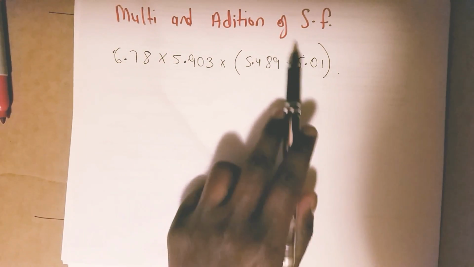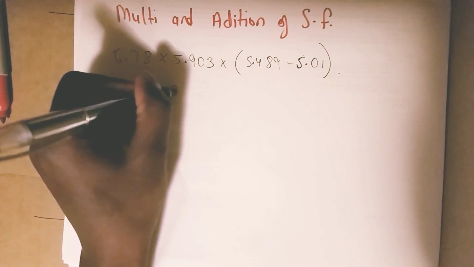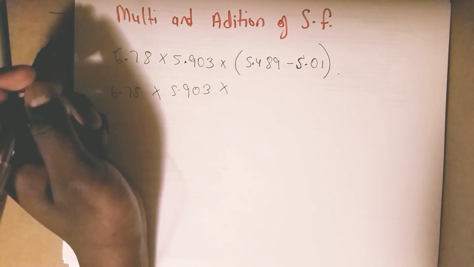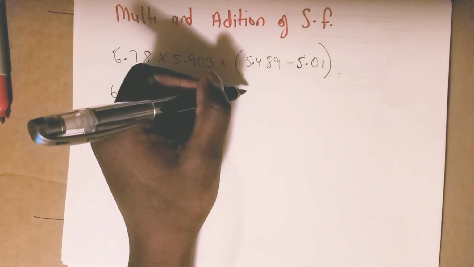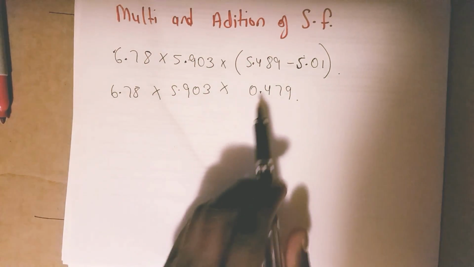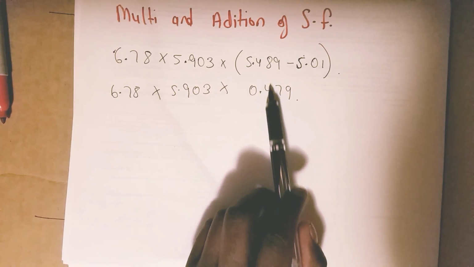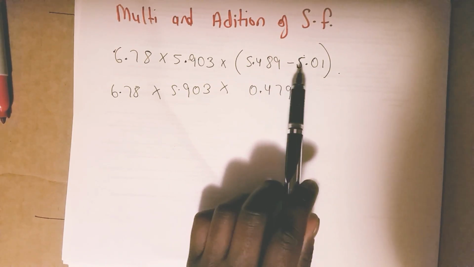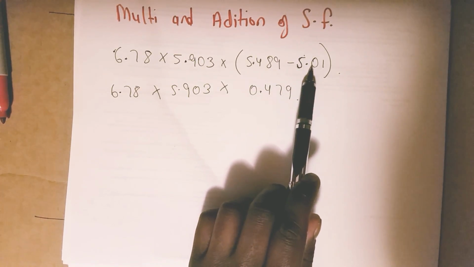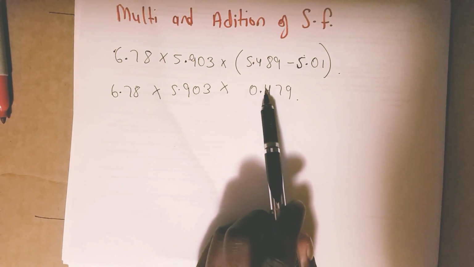So in this case, you work this out first. You get 6.78 by 5.903. So we work this out. It comes up to 0.479. Now, how many significant figures are in this number? The answer is 2. Because when you subtract numbers, you take the least amount of decimal places. So here I have 2 decimal places, here is 3. So the number here would be 4.